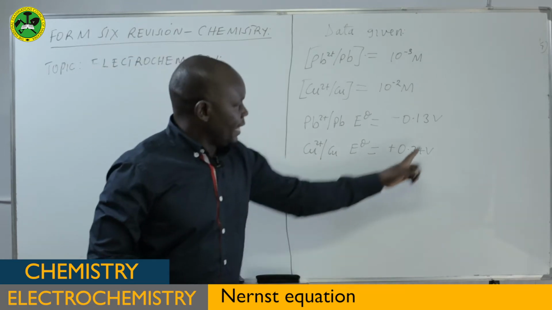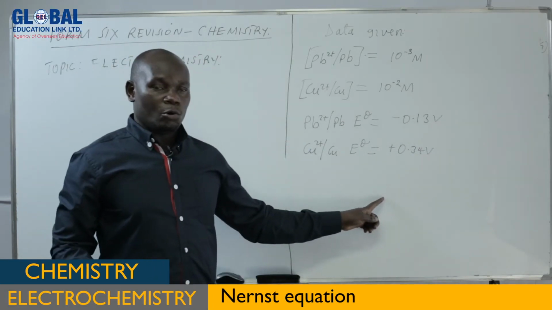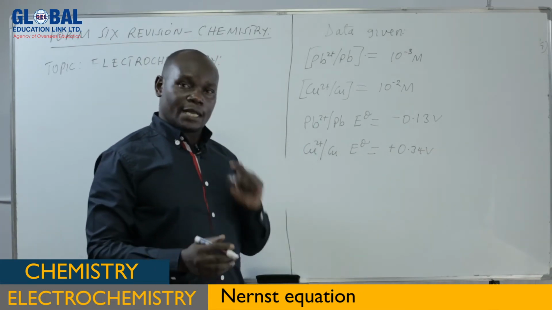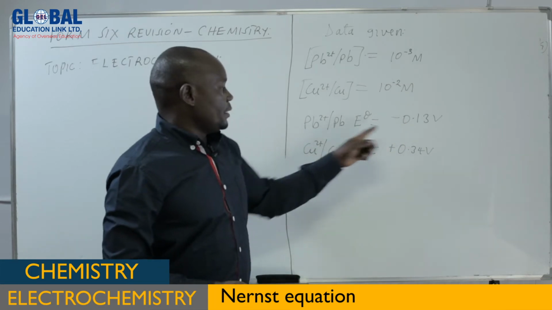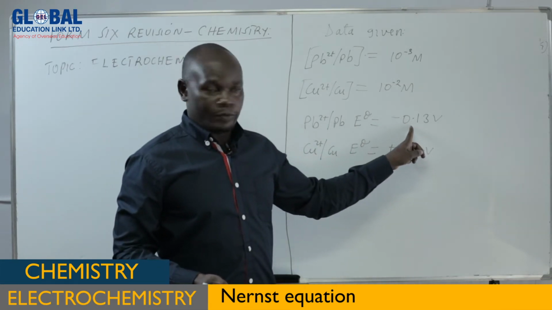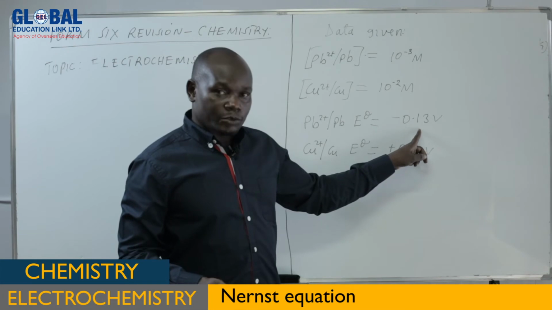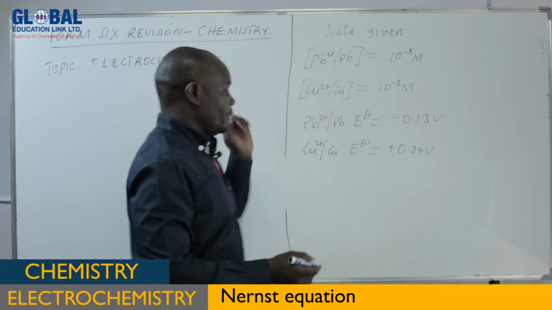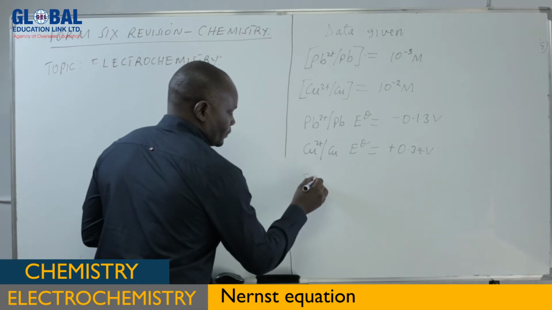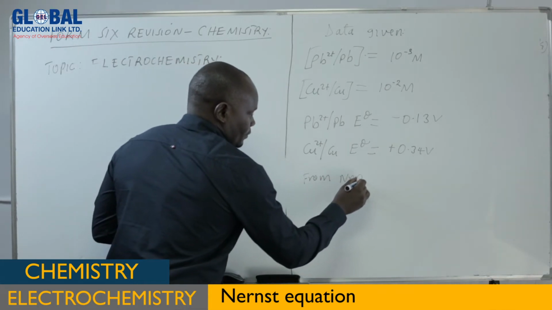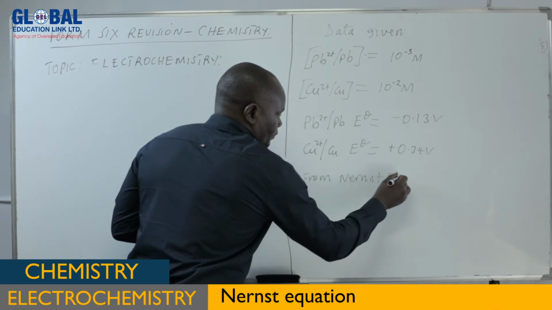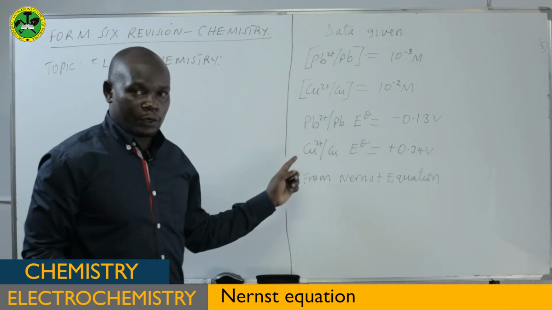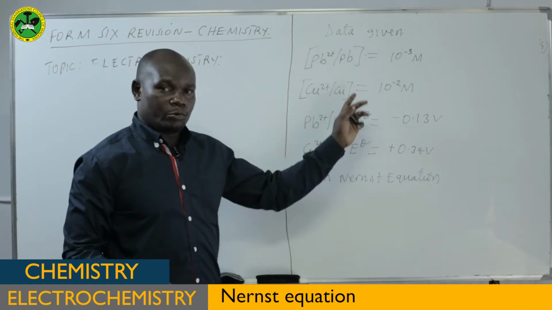And I said that here you can compare, or you can know, which species has undergone oxidation or reduction. So here, lead is the species that undergoes oxidation because of the negative electrode potential, but copper undergoes reduction. So from the next equation, let us write the overall reaction equation for the 2 electrodes.